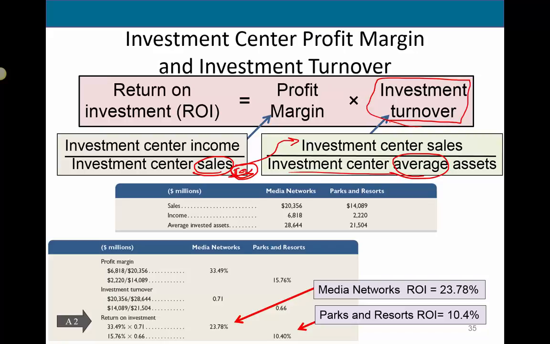Really what this does is put into perspective the size of investment assets. Some smaller investment centers may have just a small amount of assets and generate a really good return on investment, while some of the larger investment centers may not. So this helps us see what we're turning this over, and how we're managing the amount of assets that we have as well. So these are some of the things that we look at.